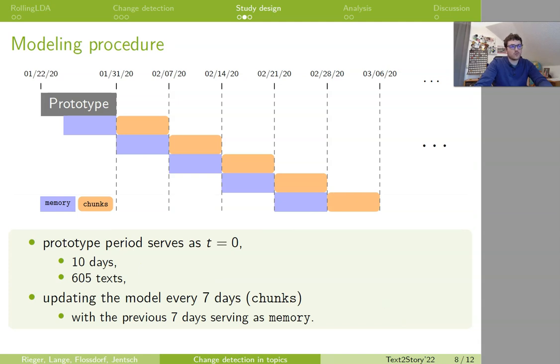Just to briefly explain the rolling approach of the modeling procedure, I'd like to share this flowchart with you. As explained, we model the prototype on the first 10 days, where 605 texts were published in this time period, and then each of the orange bars represents one modeling chunk, and the blue bars to the left of each orange bar represent the corresponding memory, which means the 7 days before. This means that there is no direct information about topic structure for articles in January 2020 if we model the texts starting from the 8th of February. And this is how it's done for all following chunks.